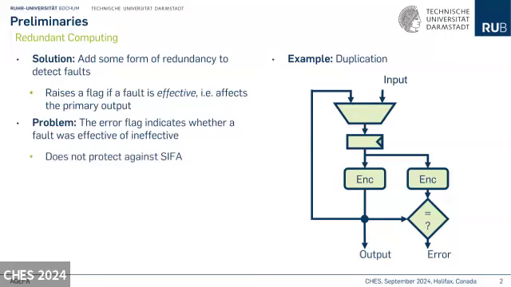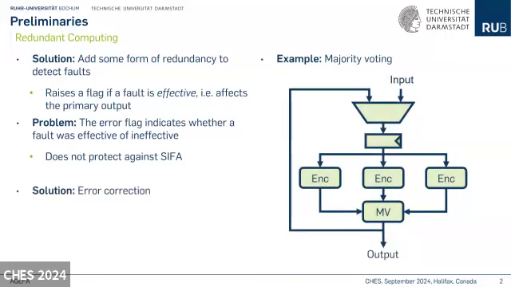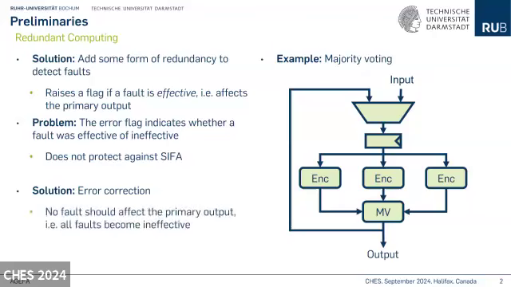So we consider in this talk error correction, which can be, for example, done by means of majority voting. In this case, we have to implement our encryption function 3 times in order to use majority voting to correct faults. In this case, none of the faults should affect the primary output. So basically, all faults are rendered ineffective, which protects against SIFA.